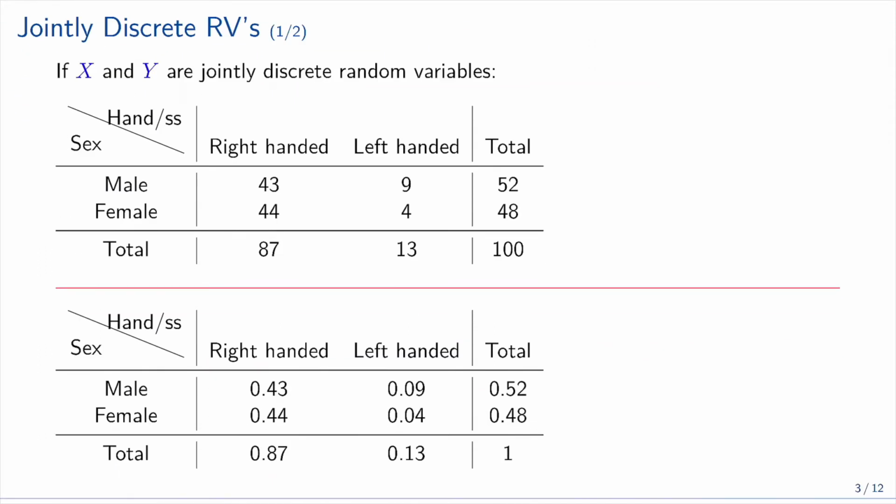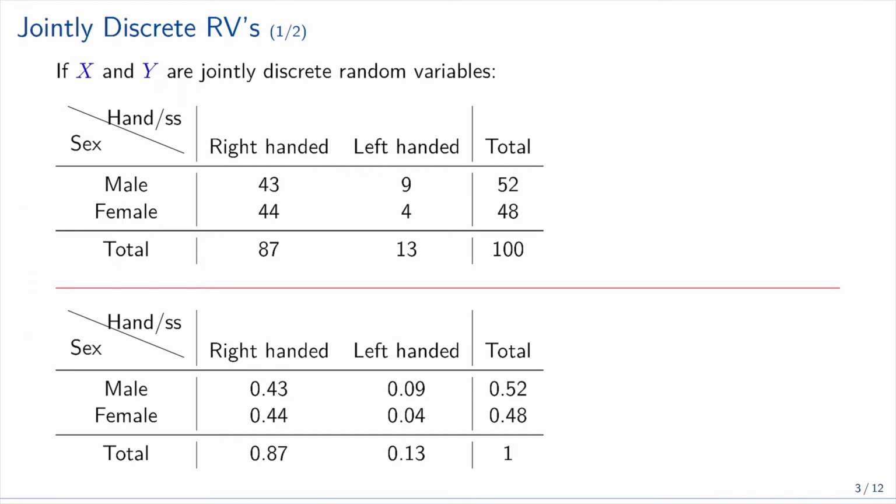Okay, jointly discrete random variables. Consider the following case. We have a population of male and female, and some of them are right-handed and some of them are left-handed. So the total population is 100. These are the totals, and remember the marginal values represent the total. So we have 52 male and 48 female, right-handed in total 87 and left-handed 13.